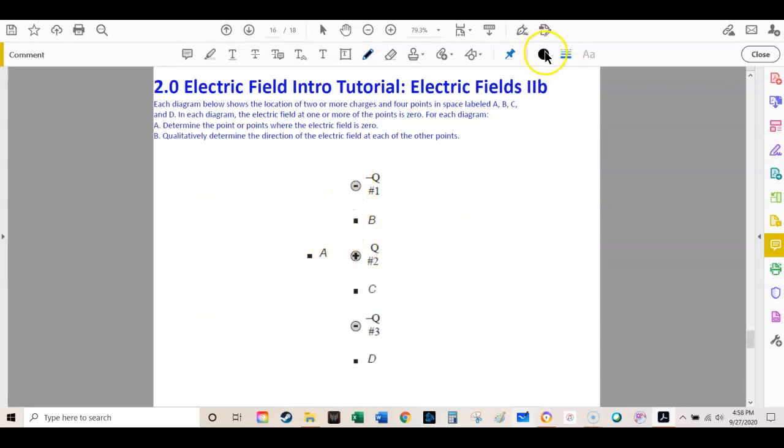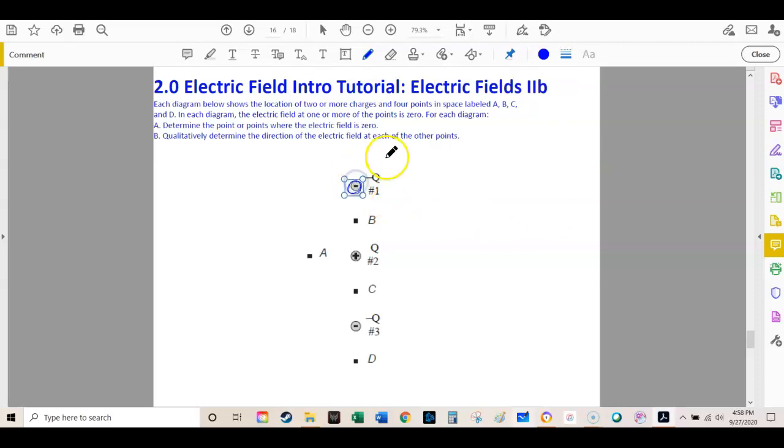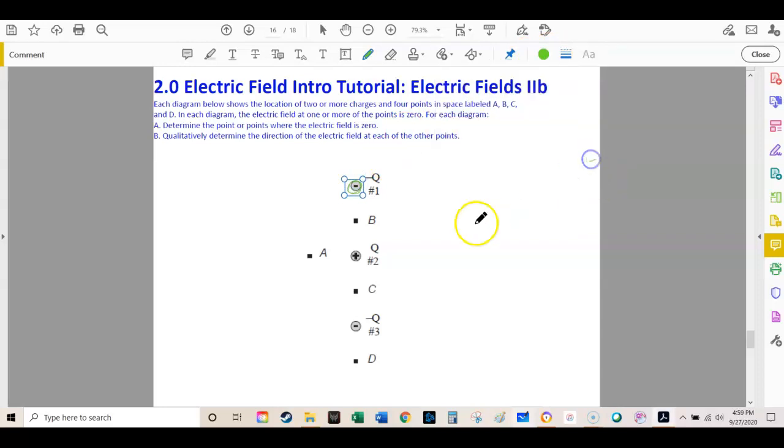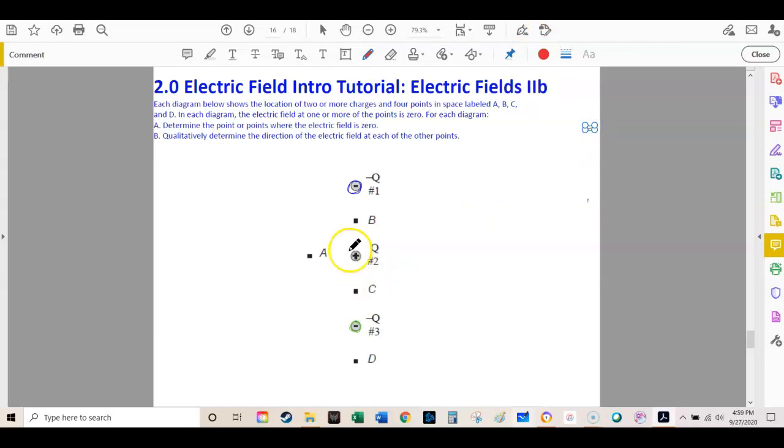Okay, again, I'm going to mark these with different colors. This negative Q, I'm going to call that blue. The number 3Q down there is going to be green. And that positive Q right here is going to be red. So we're going to do the same thing that we did in the other one.